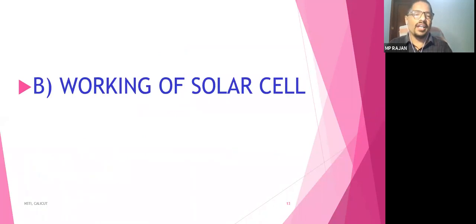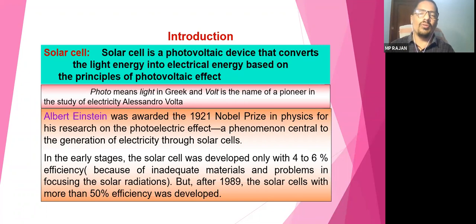Now let us see our second objective, that is the working of solar cell. Working of solar cell can be easily explained in the wake of our semiconductor theory. So it is solar cell. A solar cell is a photovoltaic device that converts light energy into electrical energy. Now we have seen the band gap, the valence band and the conduction band. Now, in Greek, photo means light.